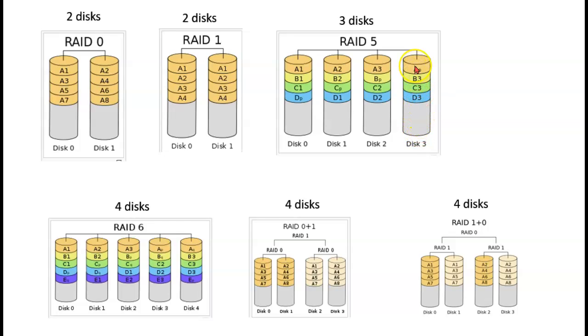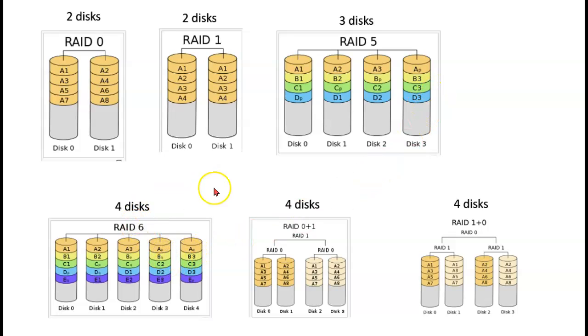One nice thing about RAID 5, particularly with most servers, is it's hot swappable. That is to say, if I have 3 disks and one goes dead, I can pull that disk out while the system's running, pop another disk in, and the system will reconstruct all the data on that third disk. So it can actually lose a disk and reconstruct the data.